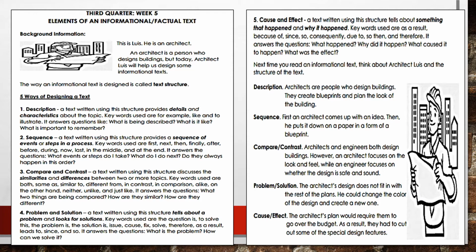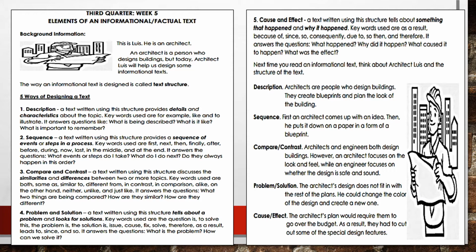Number 1, description. A text written using this structure provides details and characteristics about the topic. Keywords used are, for example, like and to illustrate. It answers questions like, what is being described? What is it like? What is important to remember?